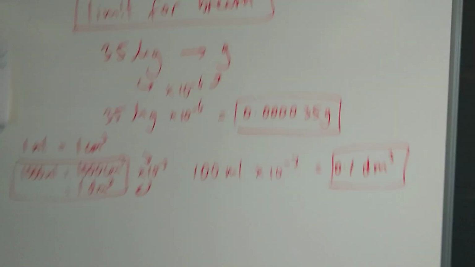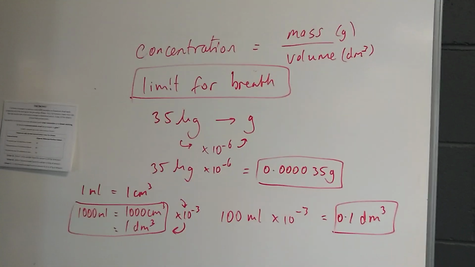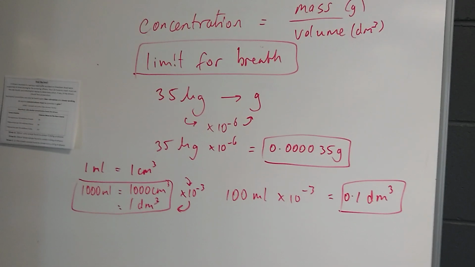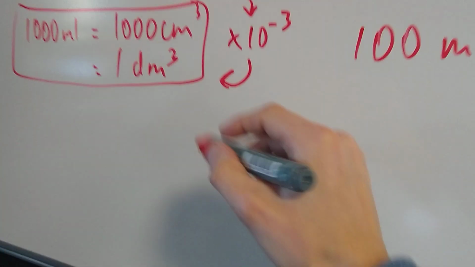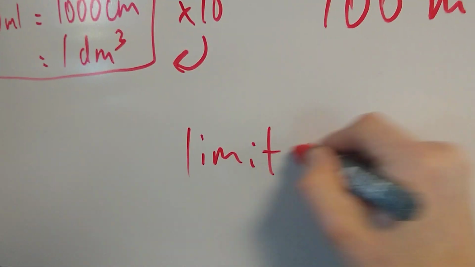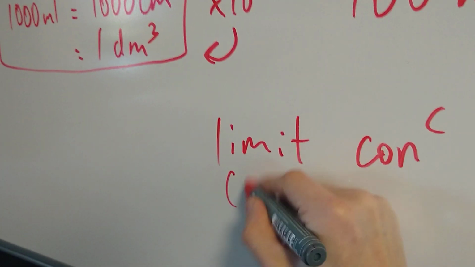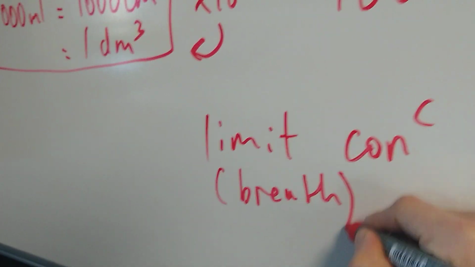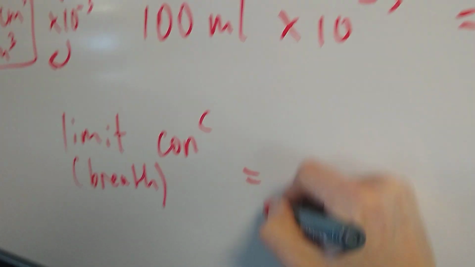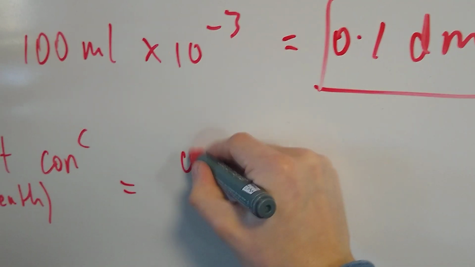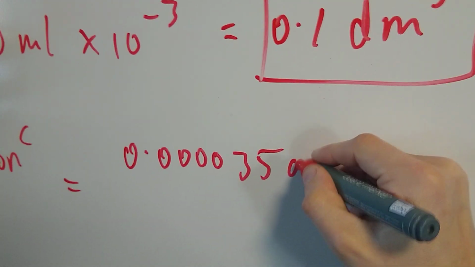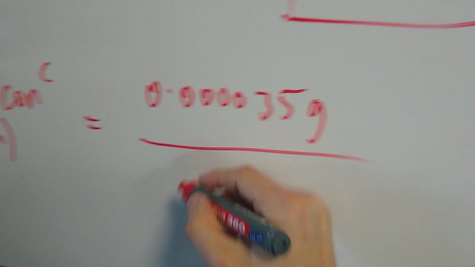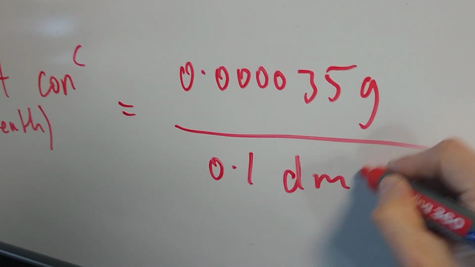So you punch the numbers in. So you're going to have 0.00035 grams divided by 0.1 decimeter cubed. Okay, so let's put limit concentration, and this is for breath, is equal to 0.000035 grams, and we're going to divide that by 0.1 decimeter cubed.